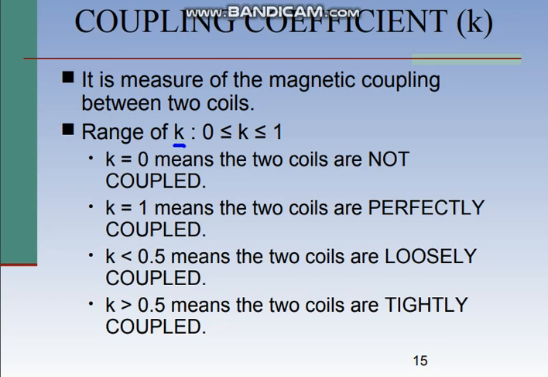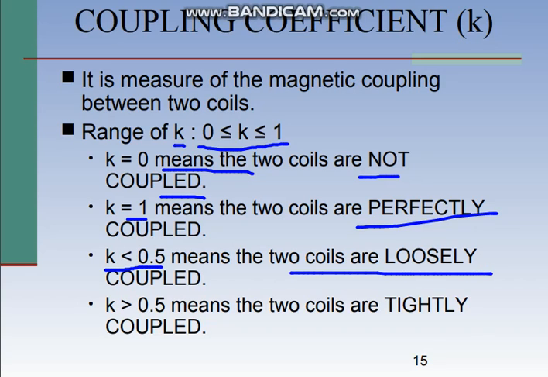So the range of K is from 0 to 1. K equal to 0 means the two coils are not coupled. If K is equal to 1, that means perfectly coupled. If it's less than 0.5, that means the two coils are loosely coupled, and if it's greater than 0.5, that means the two coils are tightly coupled. That is one kind of measurement of how strong or weak the coupling is, or whether the coils are poorly coupled or not coupled. We can find it out from this coefficient.